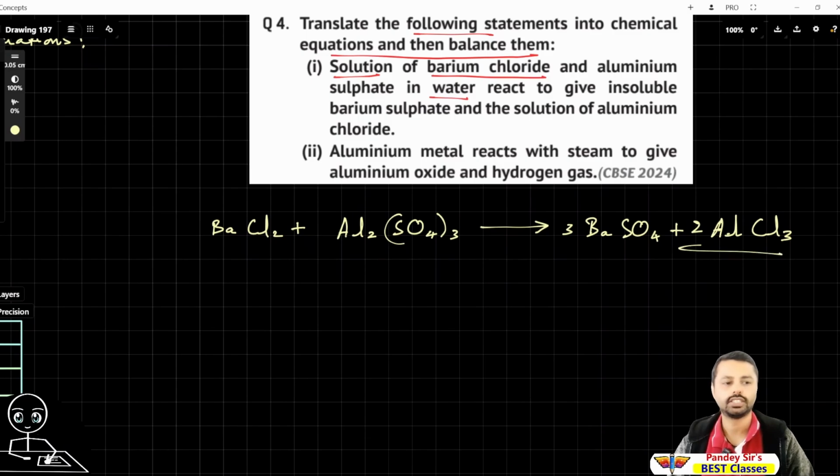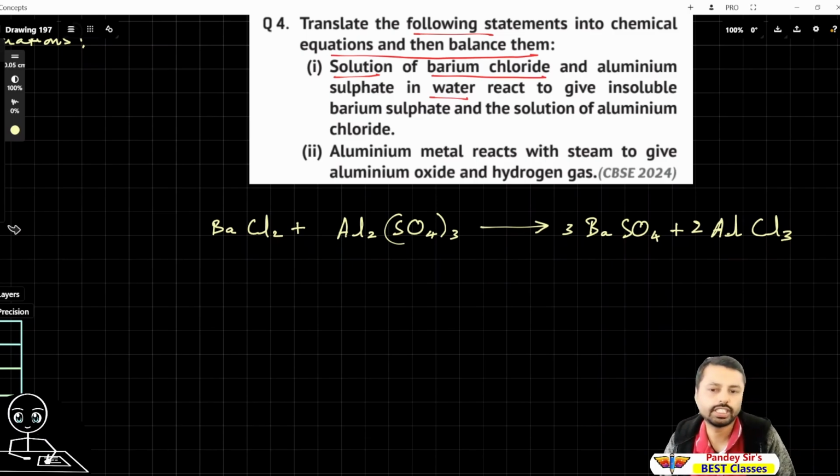2 AlCl₃. When we did this, barium became 3 and chlorine became 2 times 3, just 6. So let's balance this side by multiplying with 3. So 3 BaCl₂, 3 barium and 3 times 2, just 6. Now it's balanced. Okay, but one thing is missing.